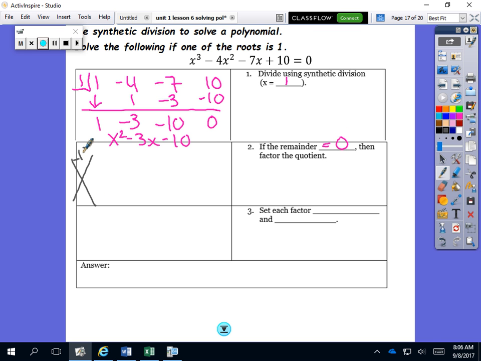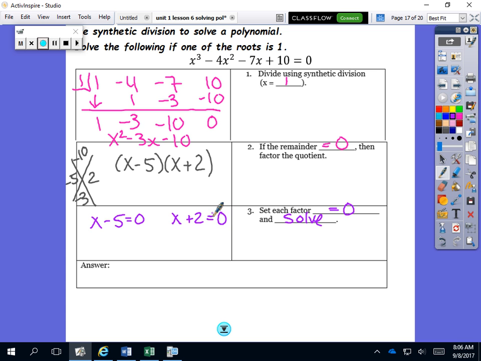We get factors of -10 that add up to -3. That's going to be -5 and +2. So I have x minus 5, x plus 2. Then you're going to set those factors equal to 0 and solve that. So you have x minus 5 equals 0 and x plus 2 equals 0. If I solve this, I have to add 5 to both sides, and I get x equals 5. And in this one, you would subtract 2 from both sides, so you get x equals -2.